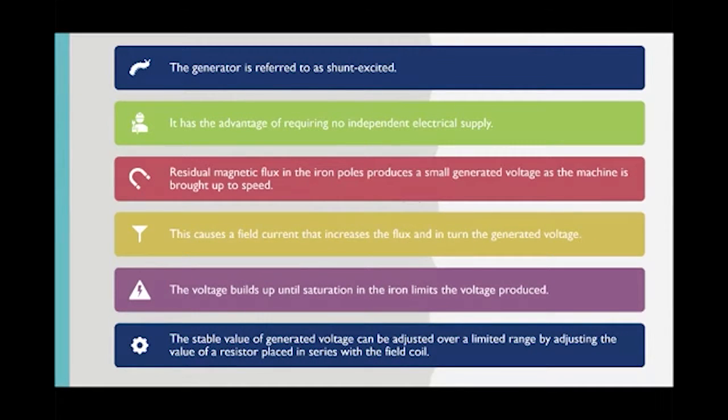Alright, first of all, the generator is referred to as shunt excited. Okay, what is shunt excited? Shunt excited basically just means that it's a type of DC generator classified on the basis of the source of field current. You can refer to your DC generator diagram for more information.